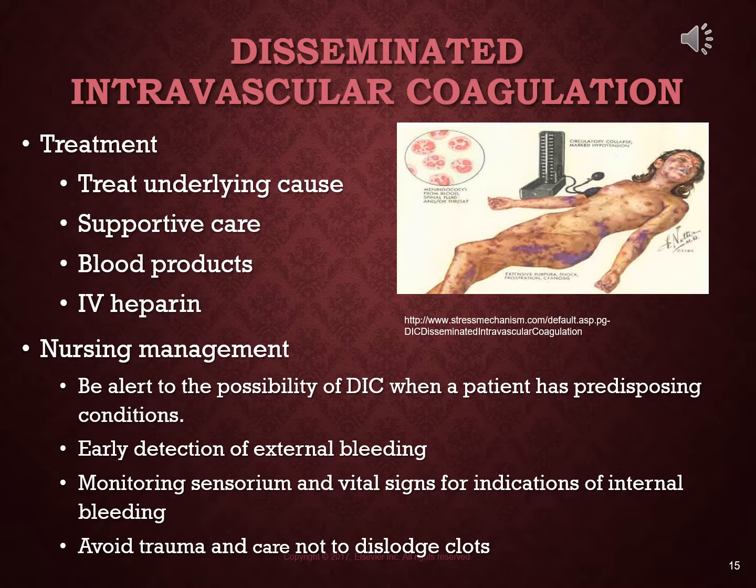And so that plasma is very important. They get infusions of platelets, they get vitamin K, and they also get cryoprecipitate, which has clotting factors in it. Nursing management for DIC: be alert to the possibility of this whenever anybody has a predisposing condition.